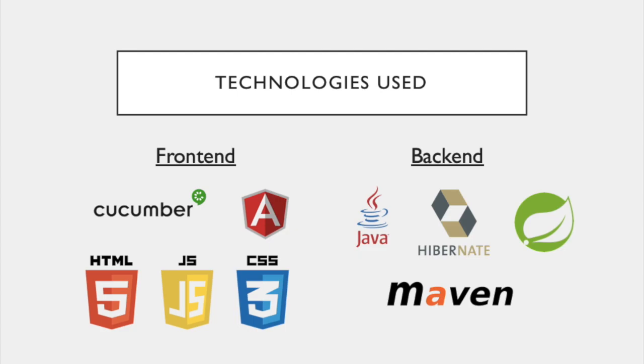To implement the food diary functionality, we use Angular, HTML, CSS, and JavaScript in the front end, as well as Cucumber and Selenium for testing. In the back end, we use Java Hibernate for database management, Maven for package management, and Spring for HTTP functionality.